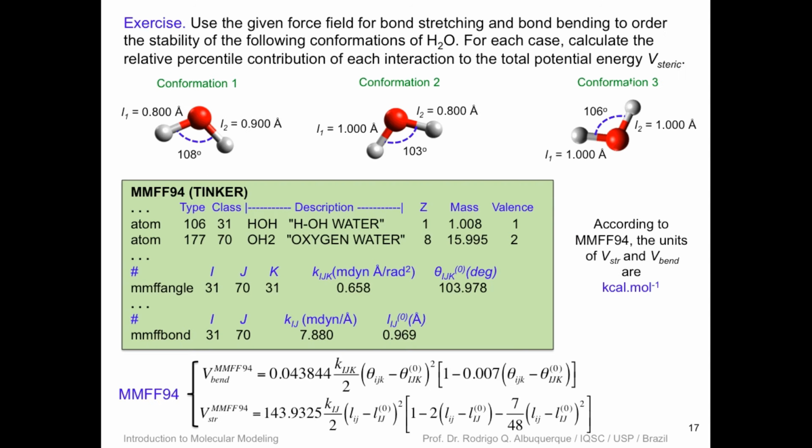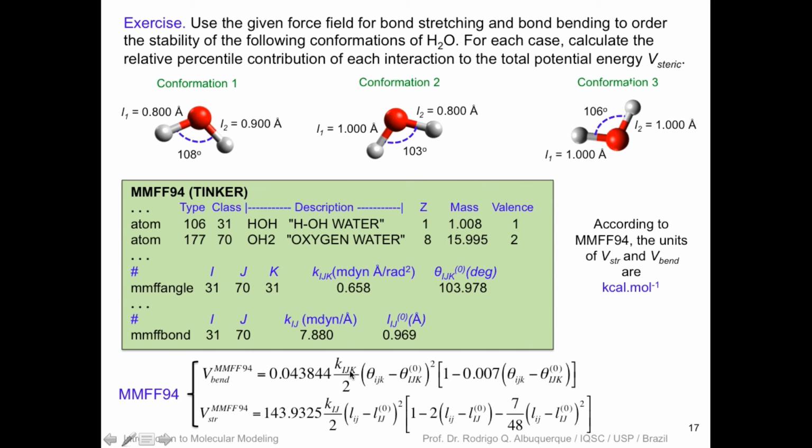Let's see this exercise. We use the MMFF94 force field to calculate the total potential energy of three conformations of the water molecule, which are shown here. In this case, we only use bond stretching and the bond bending terms, two terms only. The atom types and class are given here. The parameters for the MMFF force field are given here too, and the MMFF uses the units of kilocalories per mole. And these are the expressions for the bond bending potential and the bond stretching potential.